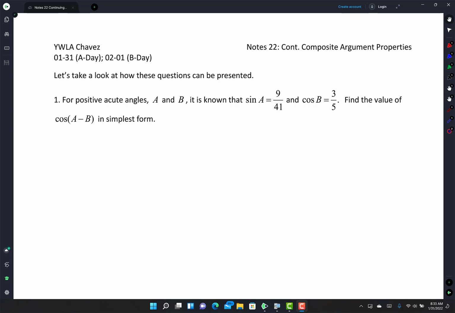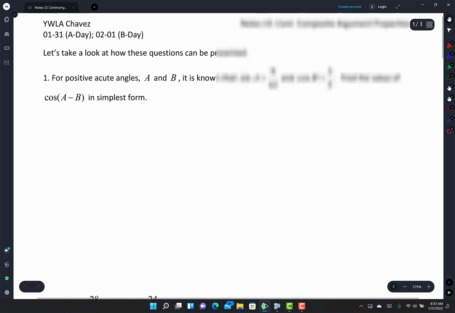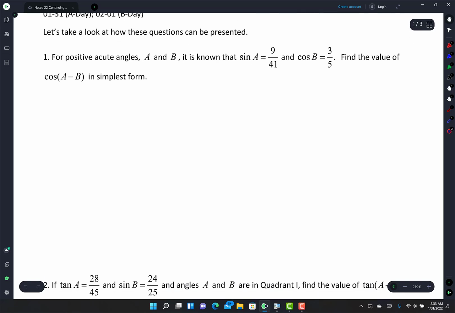And let's see what type of questions they're going to hit you guys with. So let's start with the very first question, guys. It says, number one, for positive acute angles, so I would probably underline the word acute, so you don't really have to do much thinking here. So all the angles are acute. A and B, it is known that sine A is 9 over 41 and cosine B is 3 over 5. Find the value of cosine A minus B in simplest form.